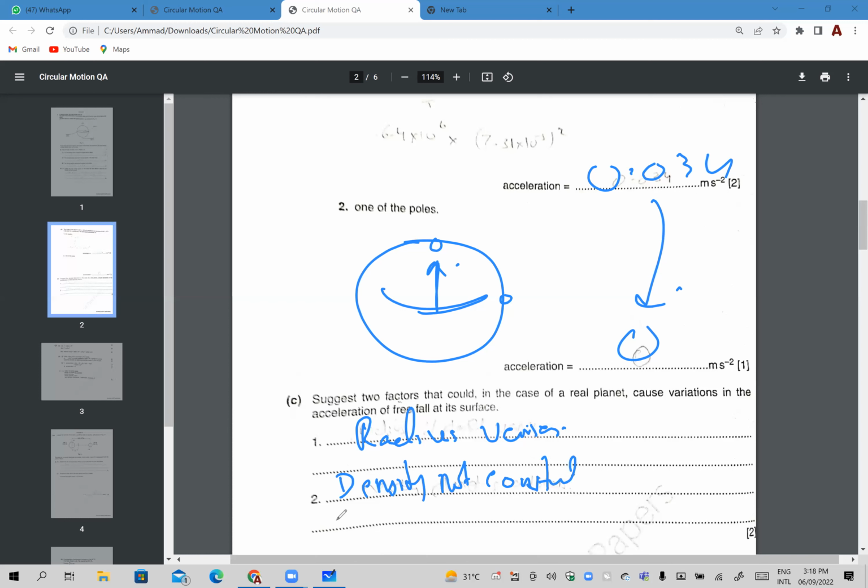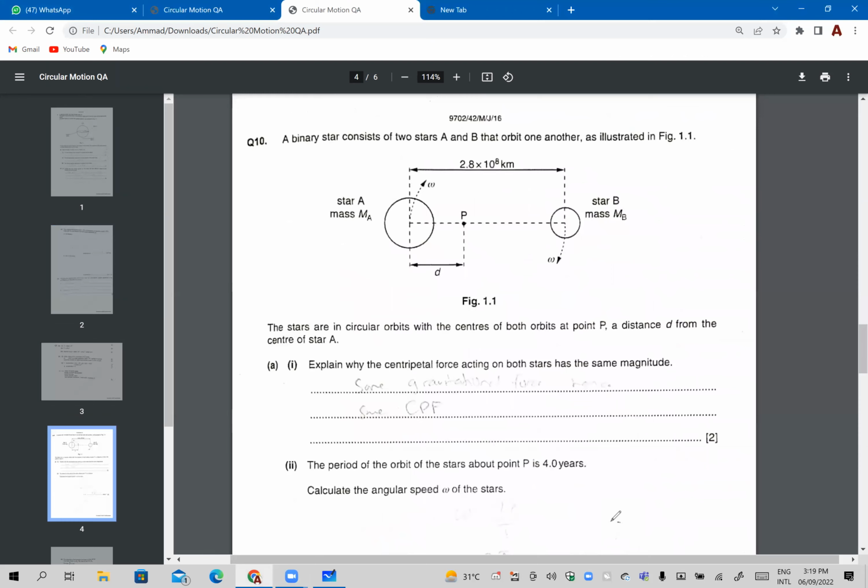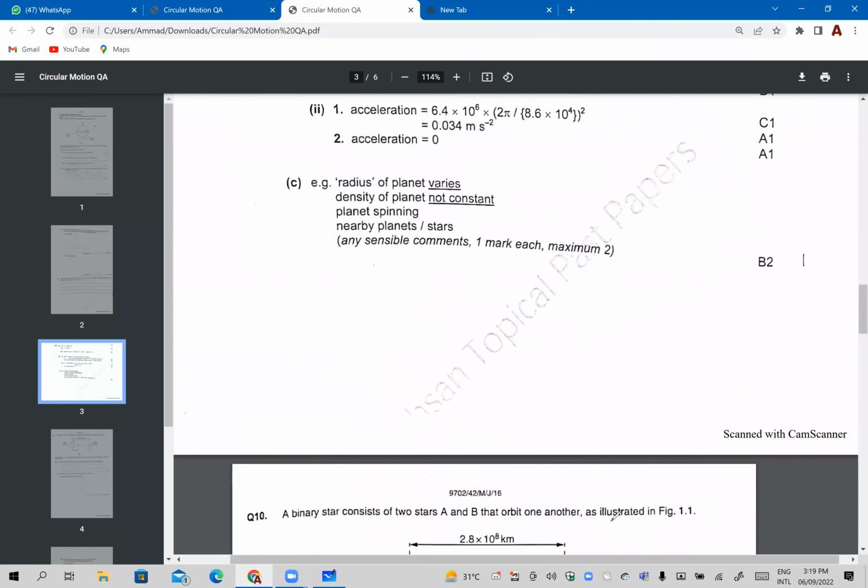Or you could even say nearby planets or stars. Interaction of gravitational forces and all of that can affect the gravitational force. In turn, force would relate with the acceleration. So nearby planets or stars. You can pick up any two reasons for this one. All clear? Yes, clear up to now. इसका marking scheme देख लेते हैं. ये है कि radius of planet varies, density of planet not constant, planet spinning, nearby planets and stars. Any sensible comment?